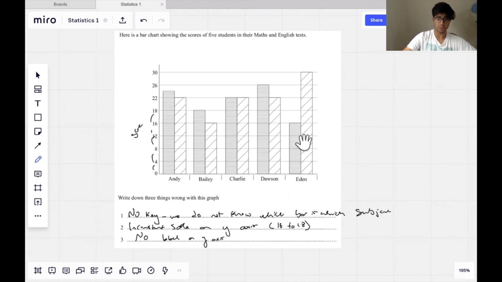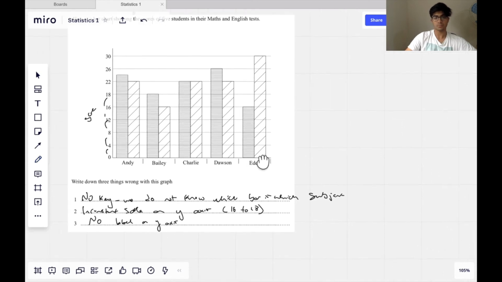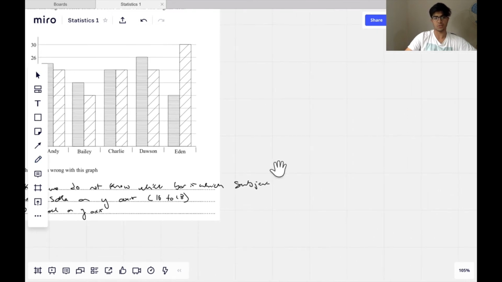Okay, so this is how we do something like that. I imagine these are the most consistent errors students make when it comes to drawing bar charts. So make sure you have a key, number 1. Number 2, make sure you have your scales correct. And number 3, get your labels. I think those are the big mistakes students do make.